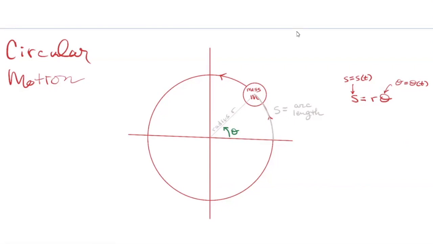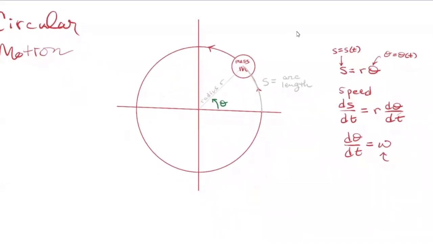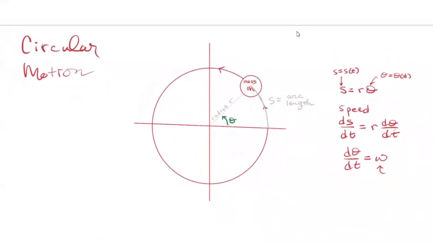And if we're interested in speeds, then, as you remembered, speed is ds over dt. But because r is constant, you'll just say this is r times d theta over dt. Okay, and d theta over dt is usually indicated by an omega, so that's called angular velocity, even though it's not a vector.